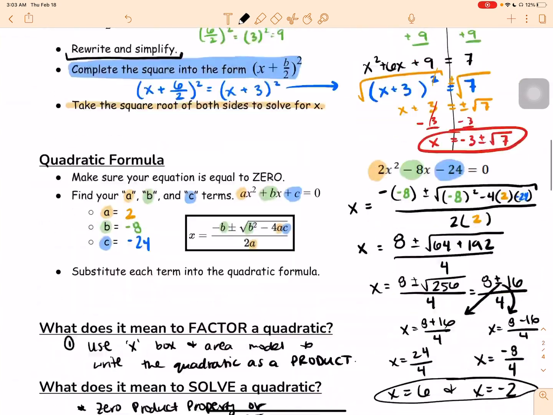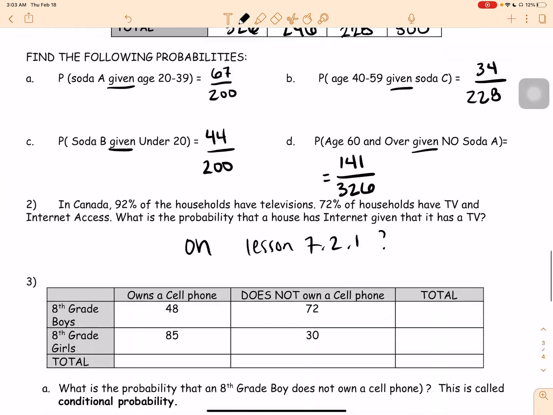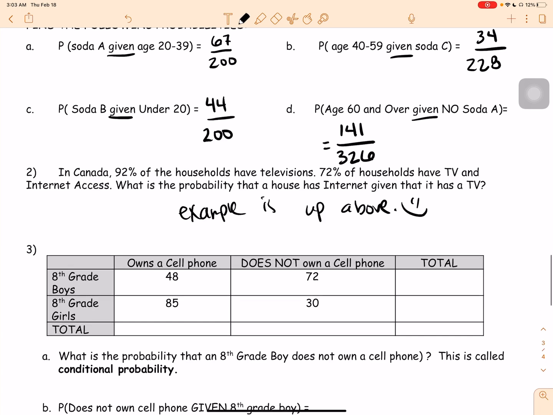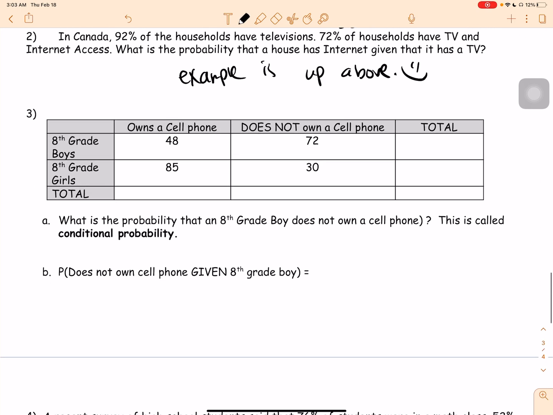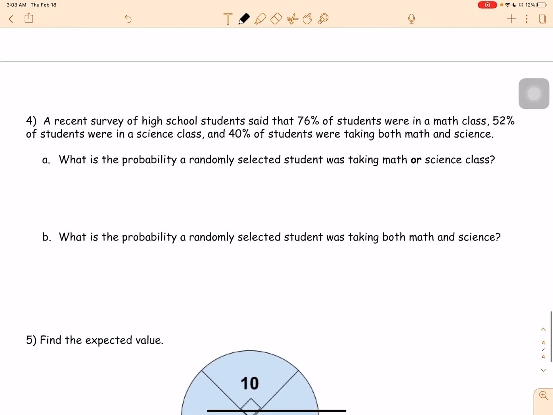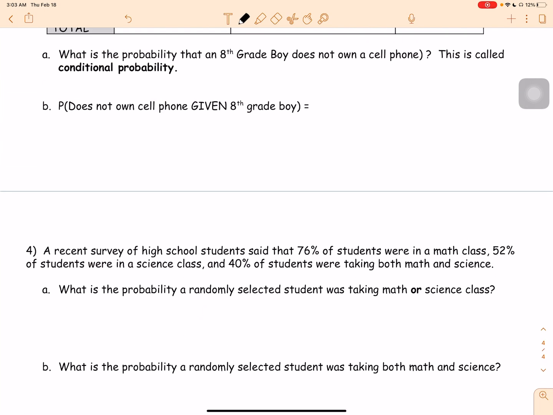So I want you guys to try that one out on your own. So it's not on 721. An example of this exactly, example is up above. So I'm going to go and pause here and see if I've given you guys enough info to try to do the rest on your own. And I truly think I have. Heck yes, I did. That's exciting for me.